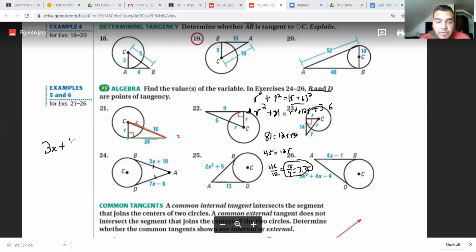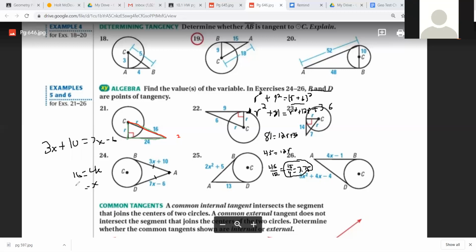Either way, 3x plus 10 equals 7x minus 6. Because the lines are congruent, you can set the equations to be equal to each other. Do a little algebra, you get 4x equals 16. And I believe, Jay, if you agree with me, x equals 4.